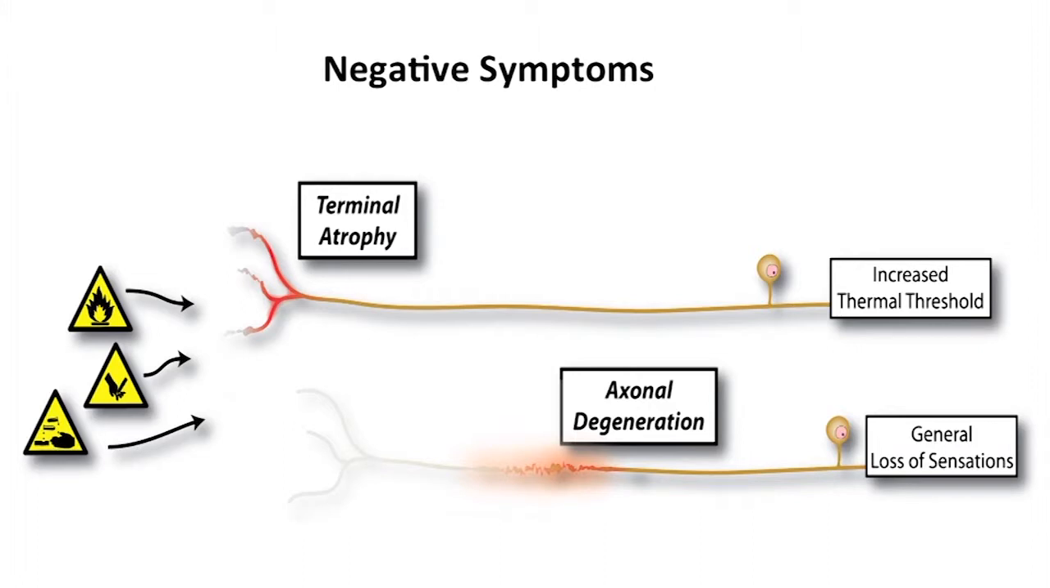With axonal degeneration, the loss of sensitivity is generally more dramatic, and it will depend on which sets of fibers are lost, but there may be a general loss of sensation. When we deal with pain, though, obviously we are more interested in positive symptoms. The actual pain itself is a positive symptom.